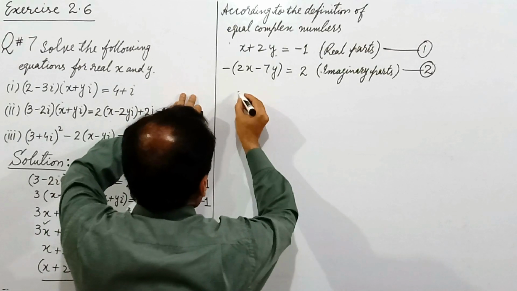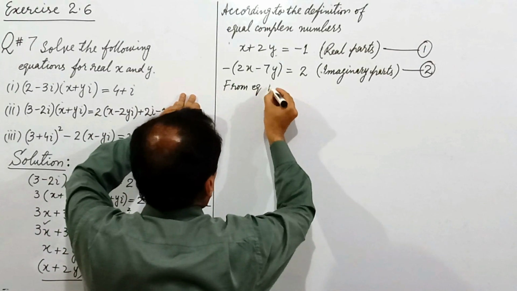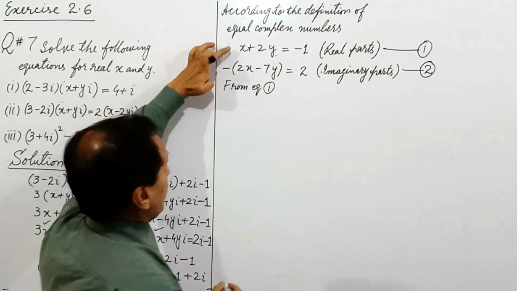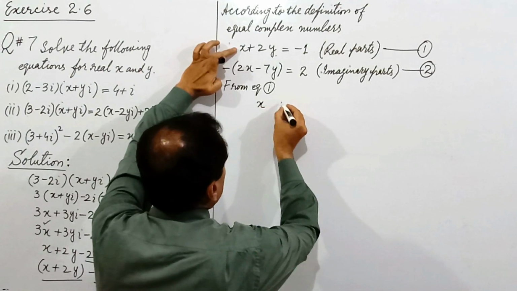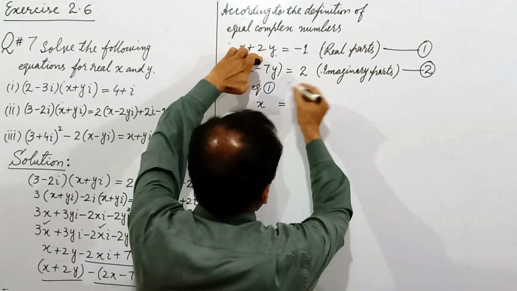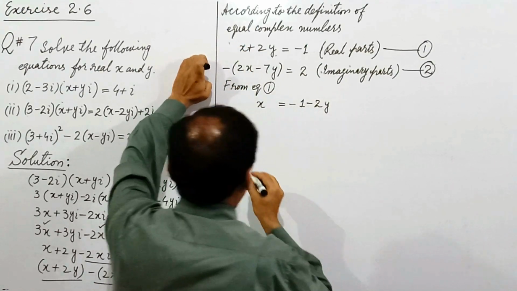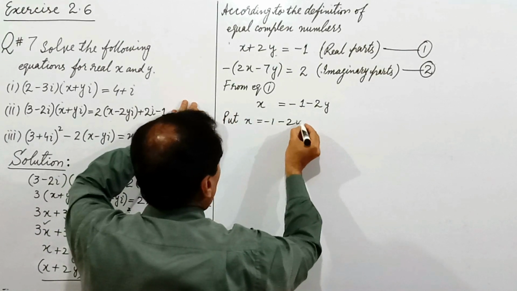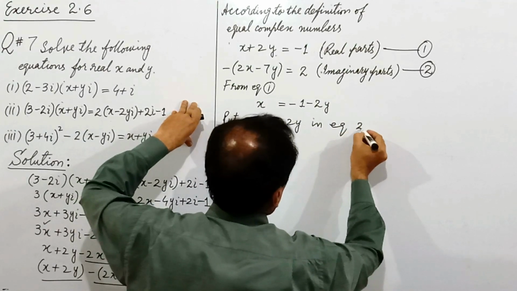So from equation 1, we choose the substitution method. For this purpose, we take equation number 1, x plus 2y is equal to minus 1, so x will become equal to minus 1 minus 2y. Put x is equal to minus 1 minus 2y in equation 2.